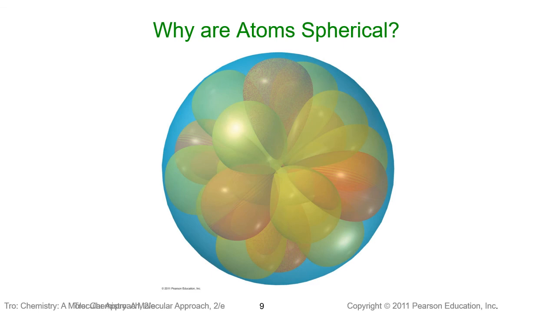So why are atoms spherical? Well, it has to do with the addition of all the different shapes of the orbitals we've talked about. So the s orbitals, which are the lowest energy, the p orbitals, which are a little bit higher energy, then the d and the f. If we add all of those together for each of the energy levels that an atom has, it gives us an overall spherical shape to the atom. And so that's why we typically draw atoms as spheres in our models.